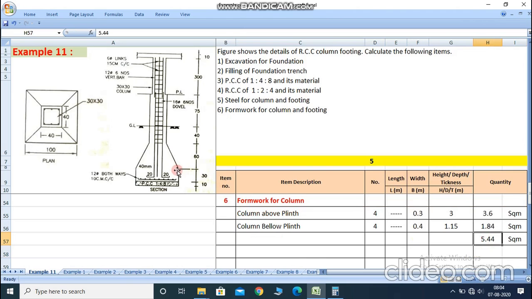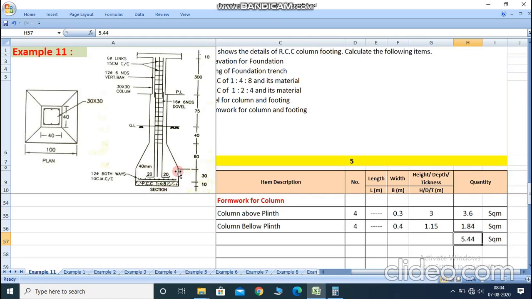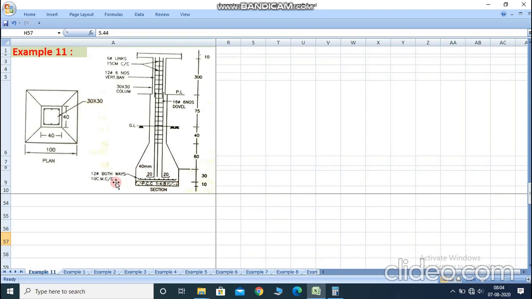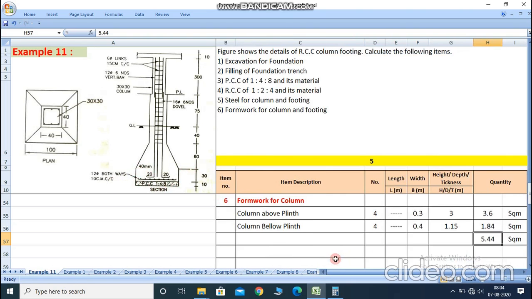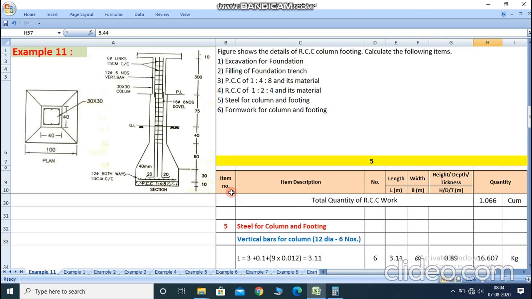Now here this portion and the sloping part and this part, no formwork is required. Because we already cut or excavate the area as per the standard dimension of the column footing, clear? So no formwork is required at the sloping part and below the sloping part and in the PCC work. So here we complete the example of the column, RCC column. Thank you.